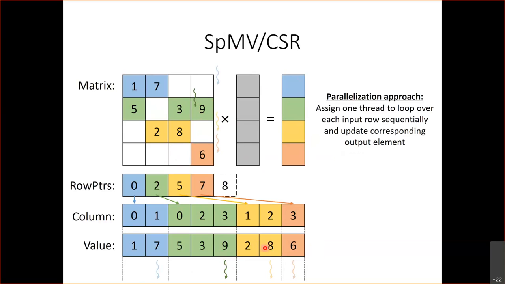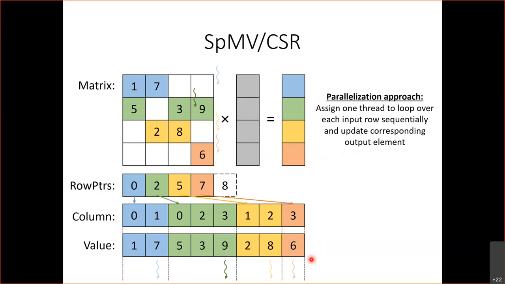Okay. Professor, as a disadvantage, can we consider that we're not maximizing the number of threads running? Yes, you can say that. So we have less parallelism here. Now, depending on how big our matrix is, that may or may not be a problem.